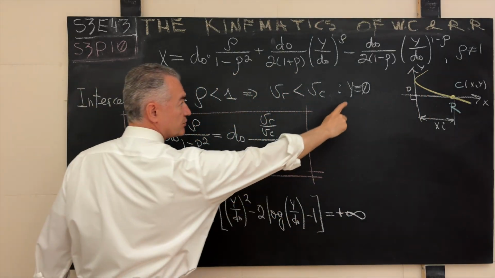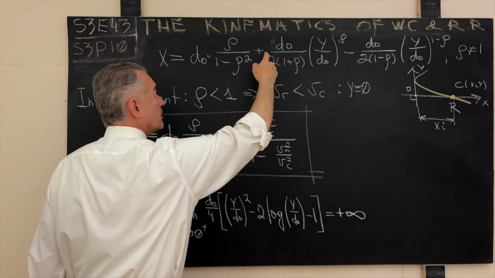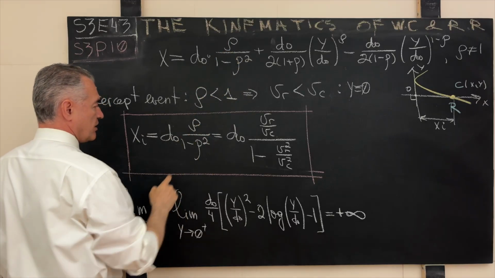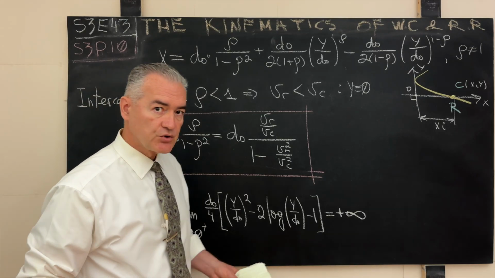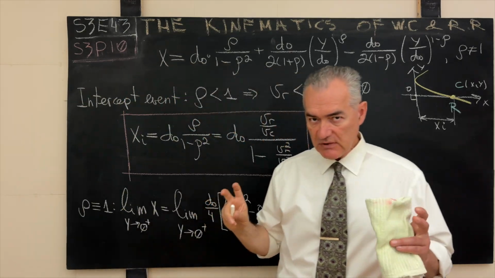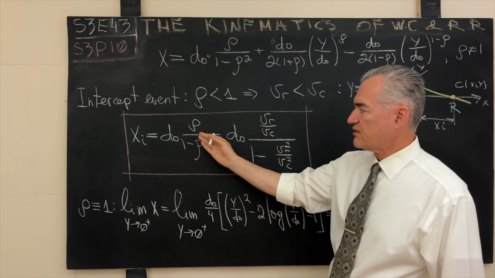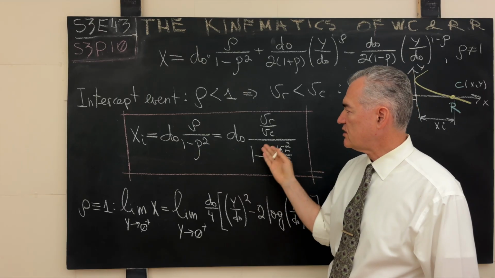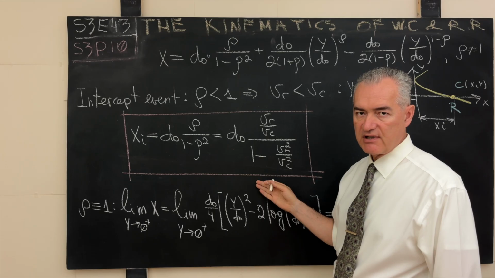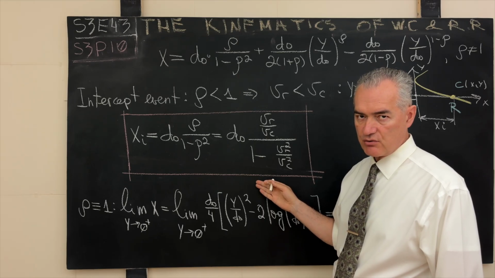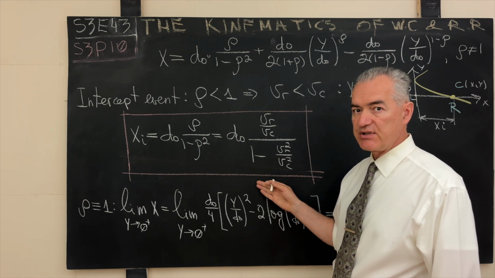So here we put 0 into this expression. These two terms vanish. This is the only term that remains. And here we have our answer for the intercept coordinate. It is equal to the initial distance between the chaser and the runner, multiplied by this ratio, rho divided by 1 minus rho squared. But if we spell out rho, this is exactly what we have, the ratio of velocities divided by 1 minus the square of this ratio of velocities. This is the coordinate of the intercept event.